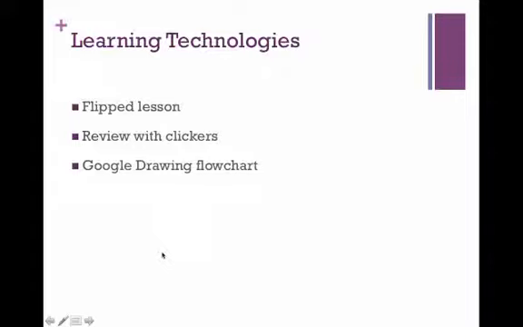The learning technologies that are involved would be the flipped lesson. That would involve me creating a vodcast using Camtasia on how to write names and formulas for ionic compounds and how to write names and formulas for covalent compounds. I would also do the review the next day when they come into class with the clickers, just to get them engaged, check what they learned from the vodcast the night before. It allows me to assess and see where they're at. And then the Google Drawing flowchart would be another technology that we're using.